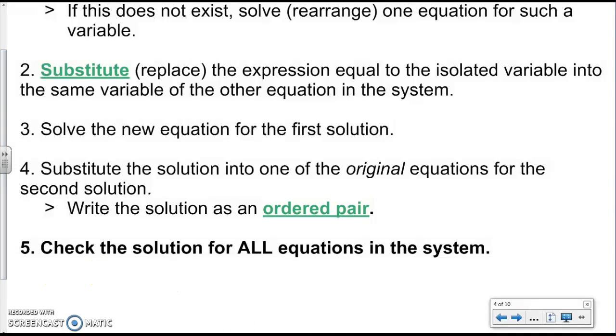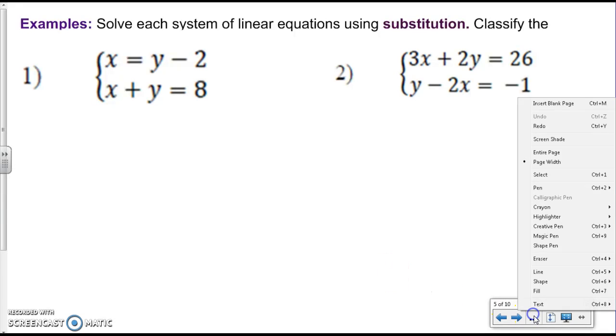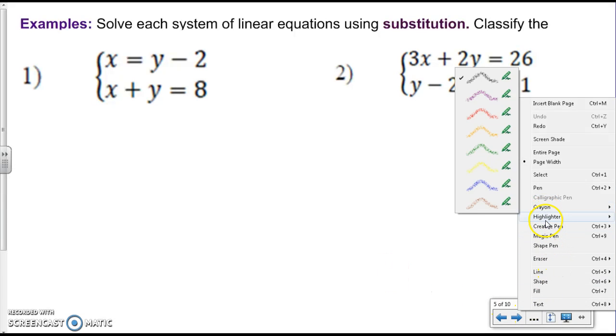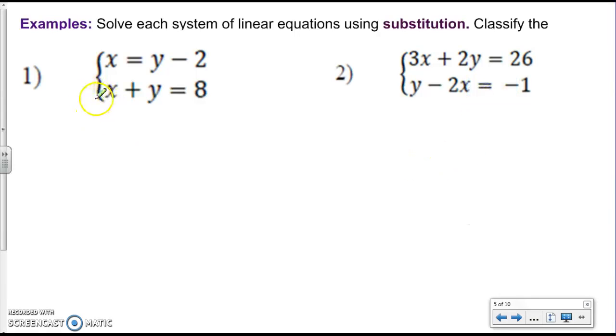Okay? We're going to do 4 problems together. You have 2 problems to do on your own, and then you can work on your independent practice. So let's get down to it. Okay, so 2 examples here on this first slide. The first example has x equals y minus 2, and the second one is x plus y equals 8.